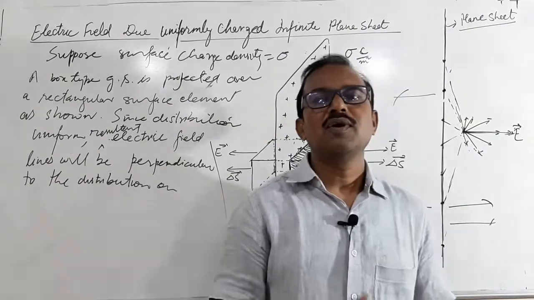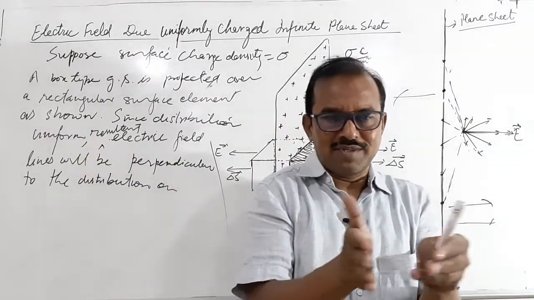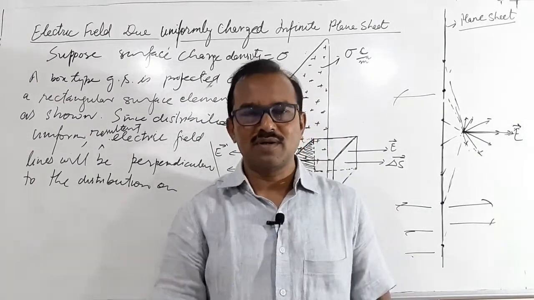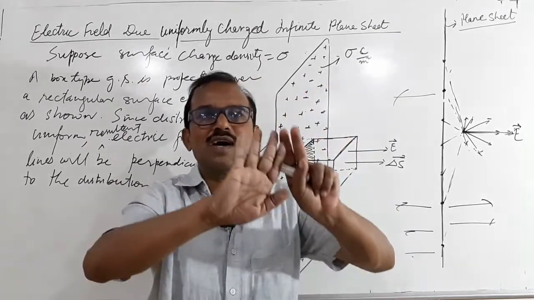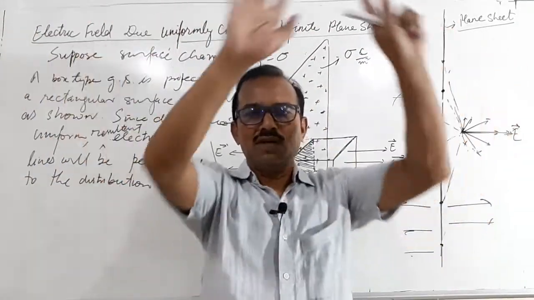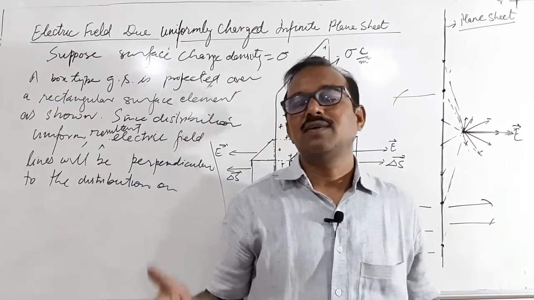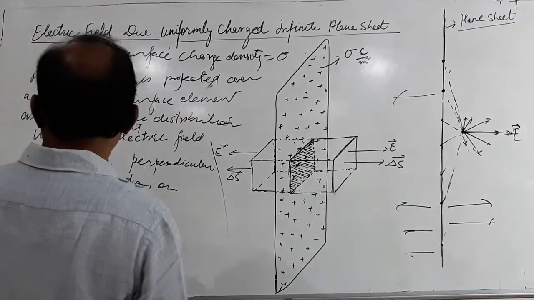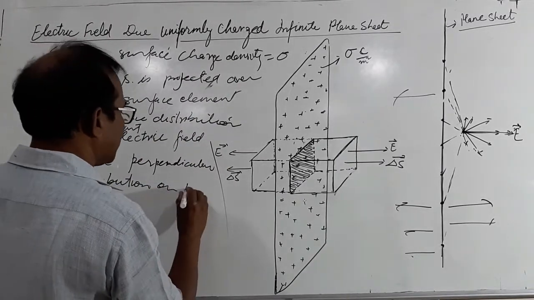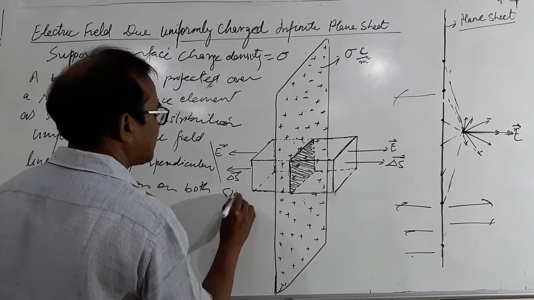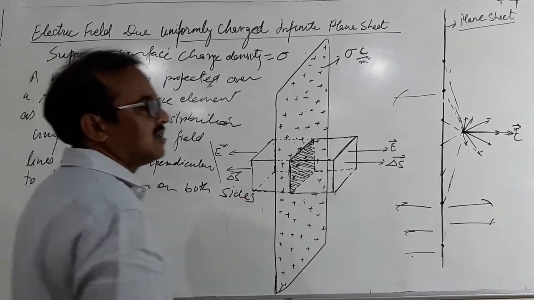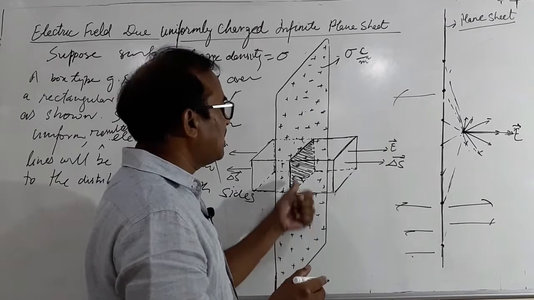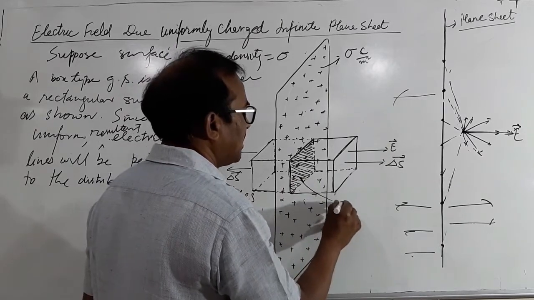A surface charge distribution will have its sides. So imagine this is a sheet of charges. It does not mean there is some material, there may not be any material, only charges forming a thin plane sheet everywhere. So the field will be perpendicular to the distribution on both sides, and the area of this surface is delta S.